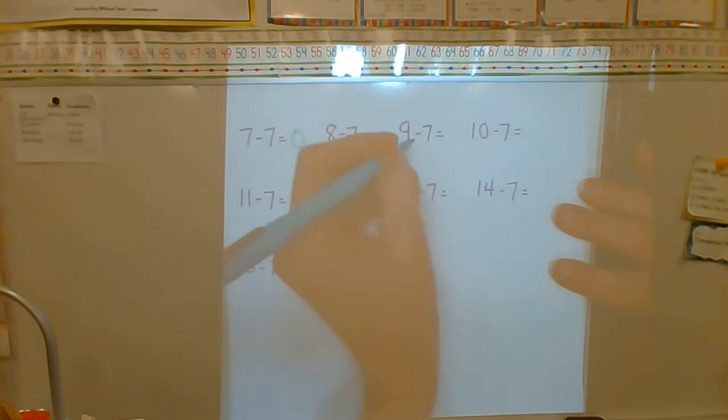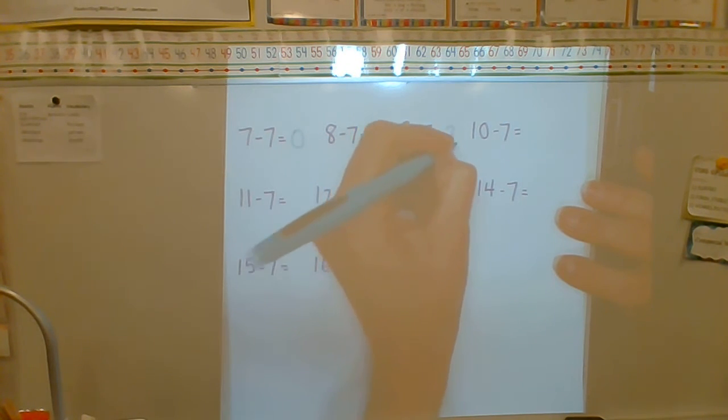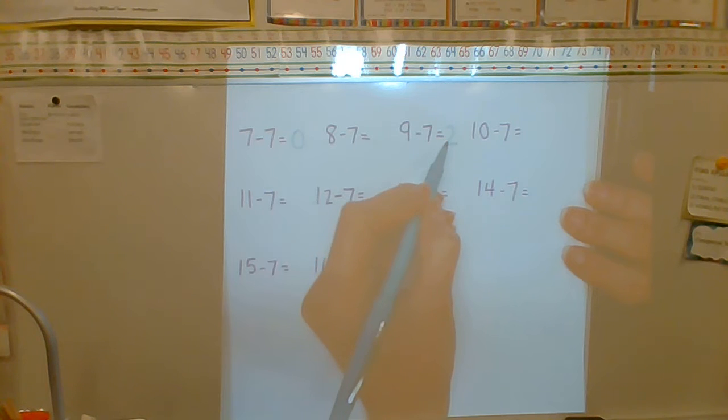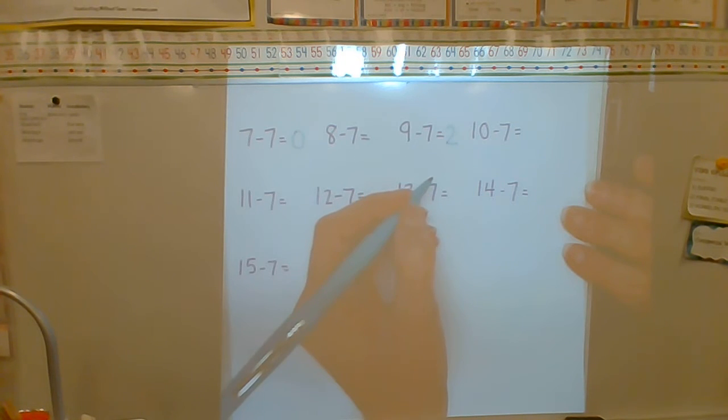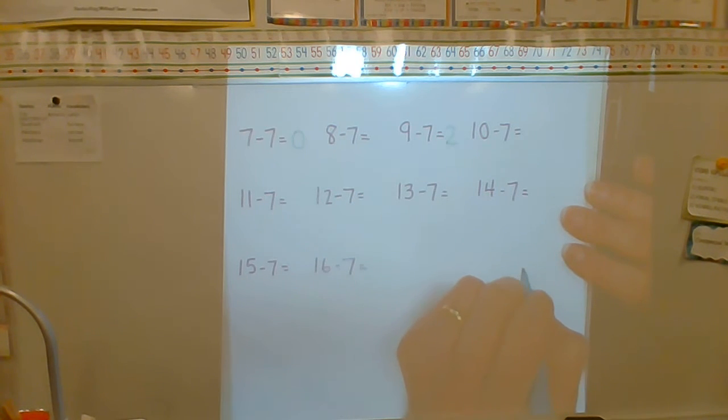Can you tell me which of these problems has a difference of 2? That's right. 9 minus 7 equals 2. And remember that we can add back across. 2 plus 7 is 9, so we know we have the right answer. Which of these problems has a difference of 3?